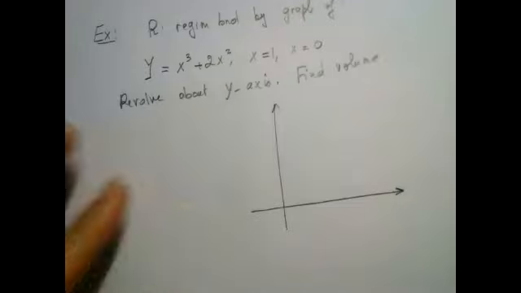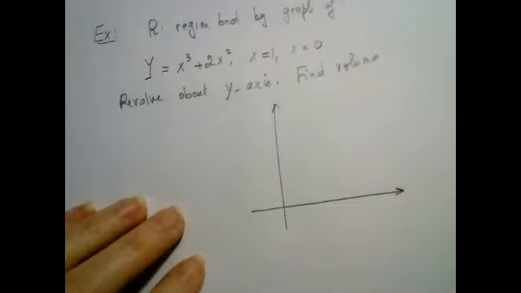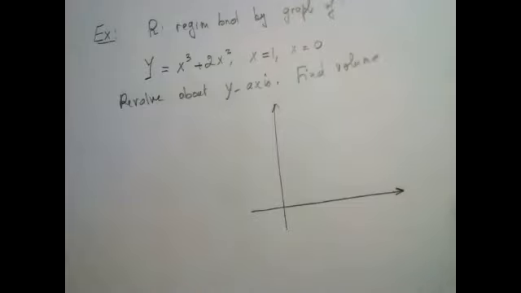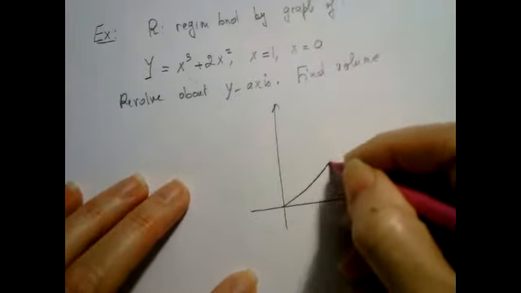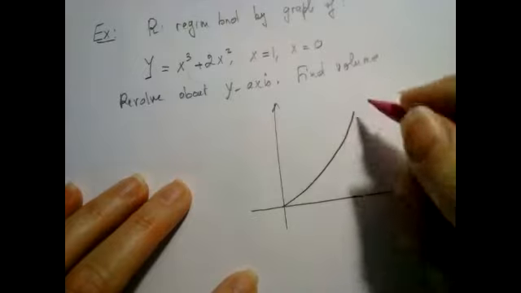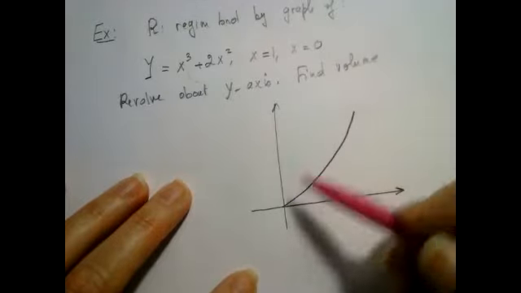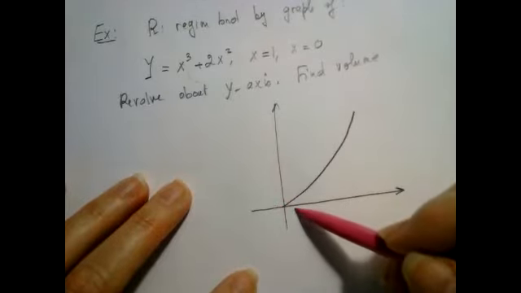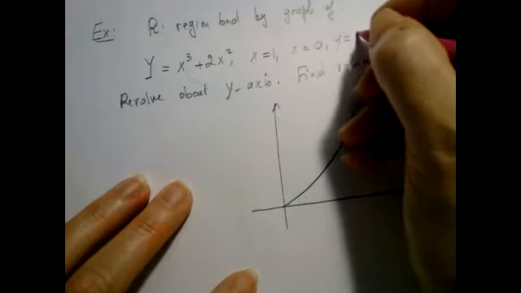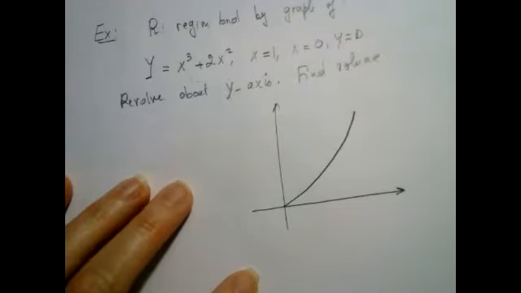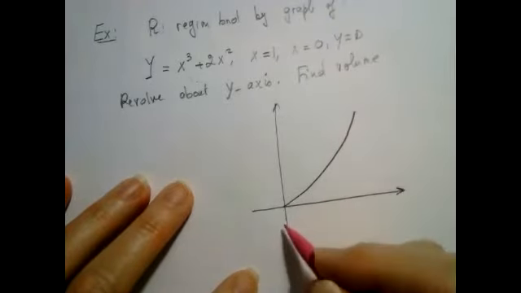X cubed, we don't know how to draw it easily. So in case I give you x cubed, I will definitely give you the graph. So it's going to look something like that. So that's x cubed, that's the graph. X equal 1, x equal to 0, and let me add y equal to 0 to be very precise. Okay, so that's the graph.